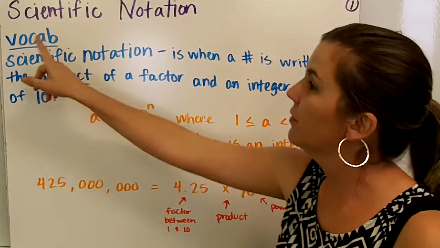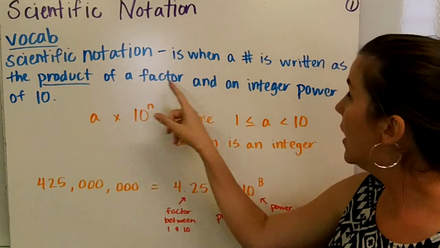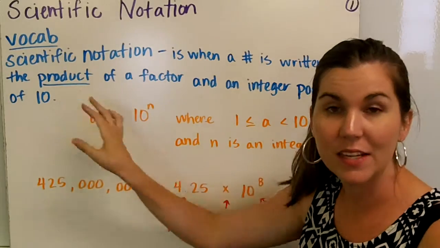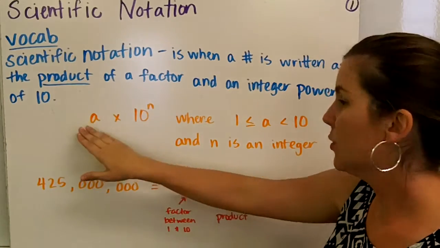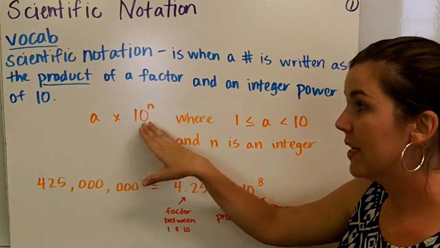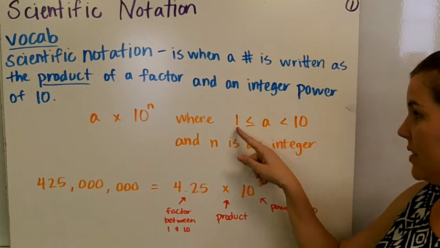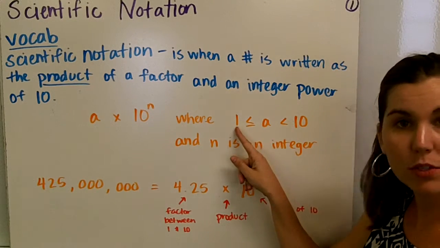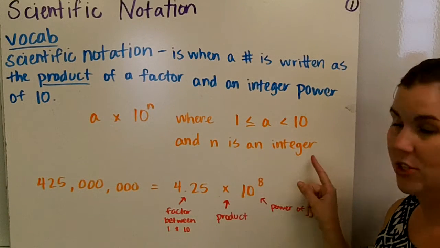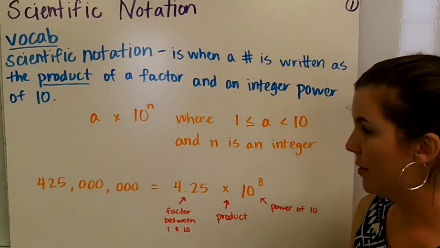Scientific notation. Vocabulary. Scientific notation is when a number is written as the product of a factor and an integer power of 10. Now remember, product means the answer you get when you multiply. So here we have a representing a number times 10 raised to the n power, where n is also a number. A is between 1 and 10. It could be equal to 1 but not equal to 10. And n is an integer. So remember that it's a positive or negative whole number or 0.